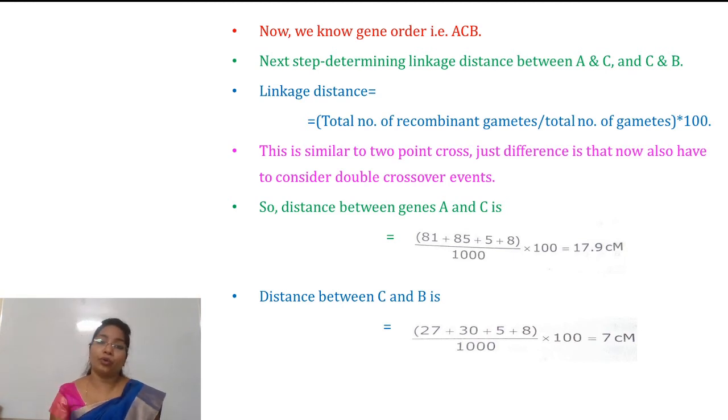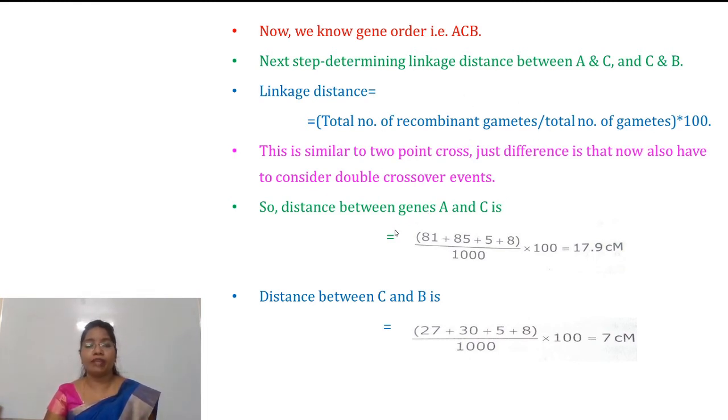Now we have to know the linkage distance between AC and CB. As we know, the distance is calculated by the formula: linkage distance is equal to the total number of recombinant alleles to the total number of gametes, multiplied by 100.